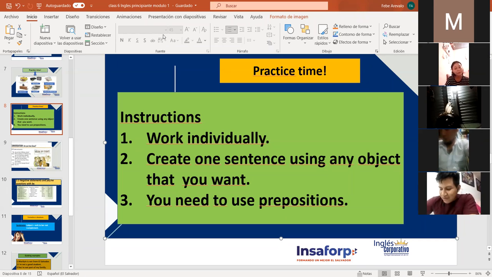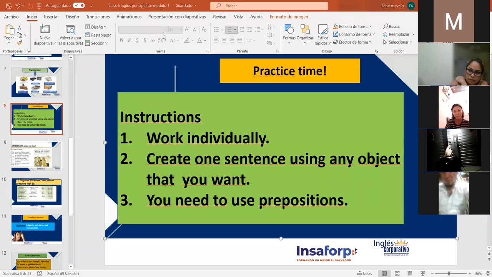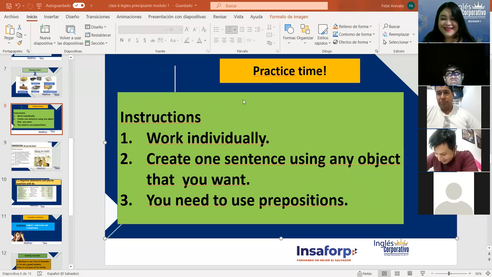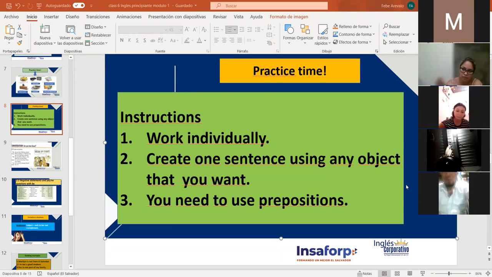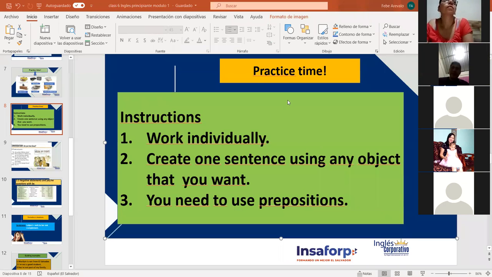The chicken in front of the door. The chicken is. No nos olvidemos del verbo to be. Is. Okay. In front of the door. Excellent. Very good. Ah, un chicken. Let me have Lorena Lucero, please.